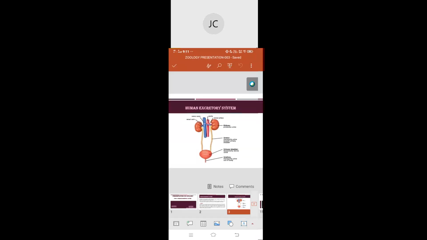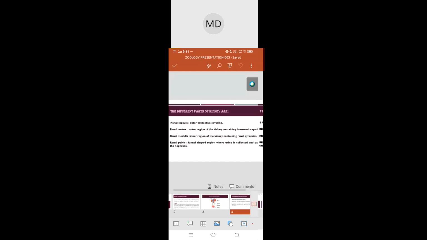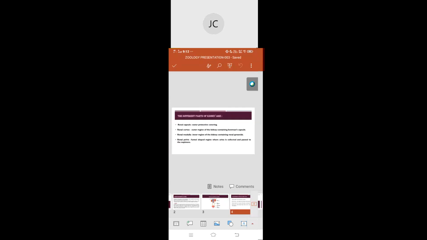This is the diagram of the human kidney. Different parts of kidney. Renal capsule is the outer protective covering layer of the kidney, and renal cortex is the outer region of the kidney containing Bowman's capsule, which participates in the filtration of blood. Renal medulla is the inner region of the kidney containing renal pyramid and renal pelvis, where urine is collected and passed to the nephrons.